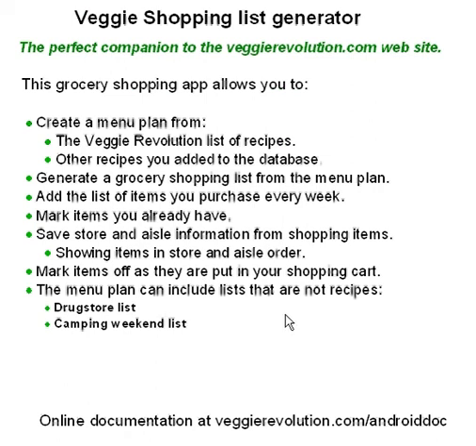You can also create your own recipe. You can create your own list, like maybe a drugstore list, or maybe in the summer you go camping for the weekend and you have a camping weekend list, so you can create a custom list like that and then just add them to the menu plan. There's a very detailed documentation of the app at veggierevolution.com/android-doc, and that's also pointed to in the how to use the app.